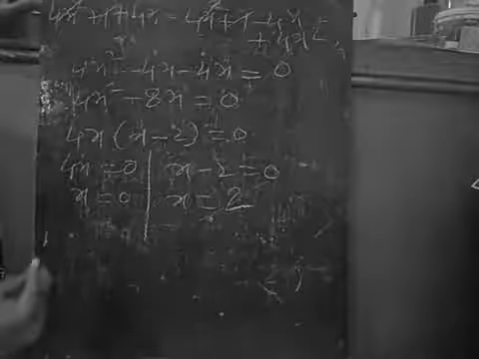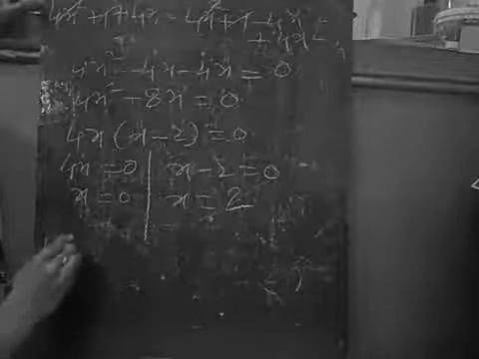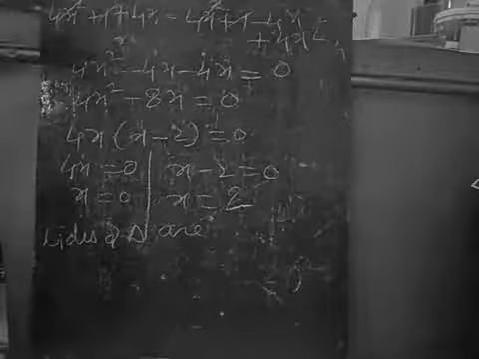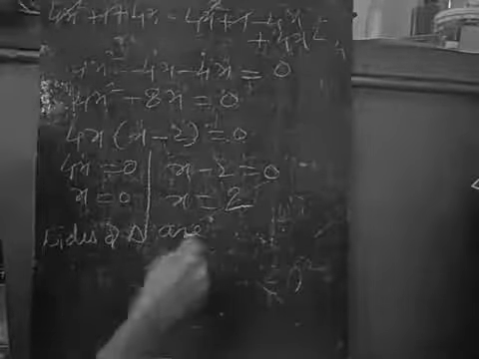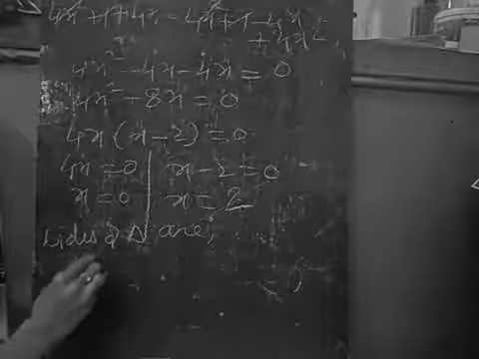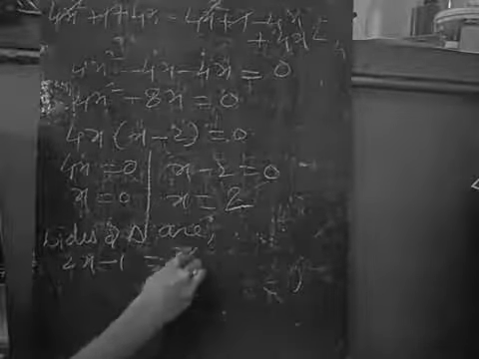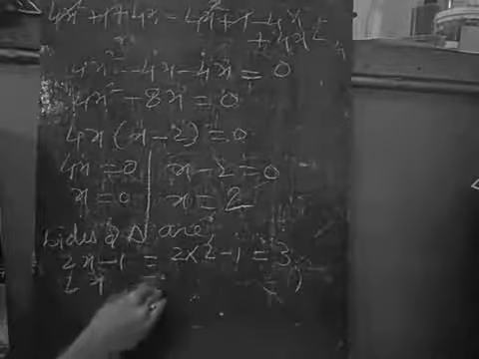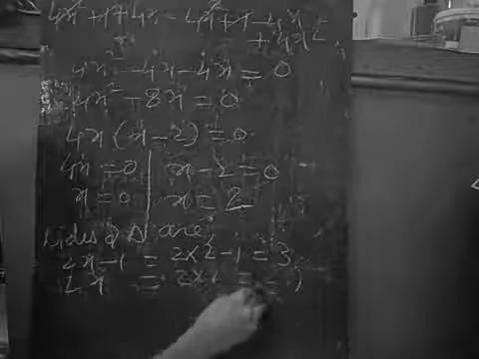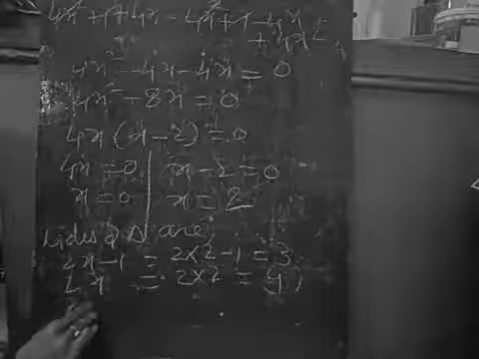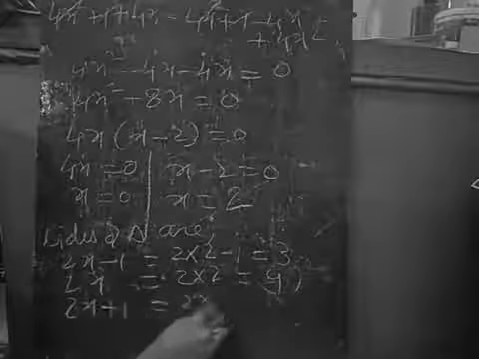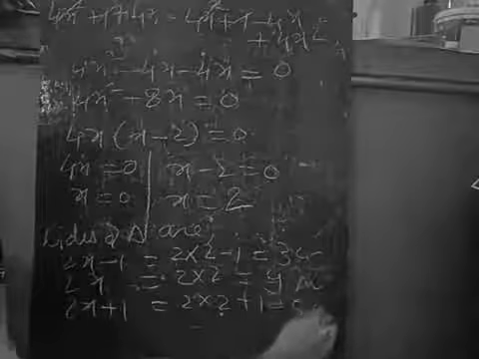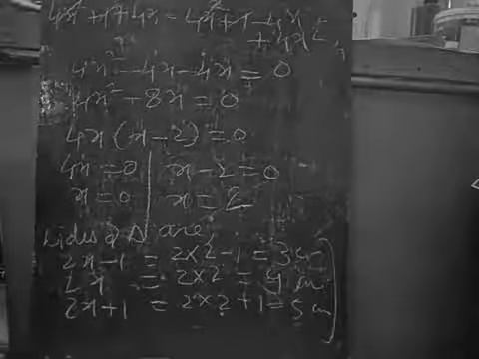Then the sides of the triangle are: first, 2x minus 1, that is 2 into 2 minus 1, 3. 2x equal to 2 into 2 equal to 4, and 2x plus 1, 2 into 2 plus 1 equal to 5. These are in centimeter. We have got the sides of the triangle.